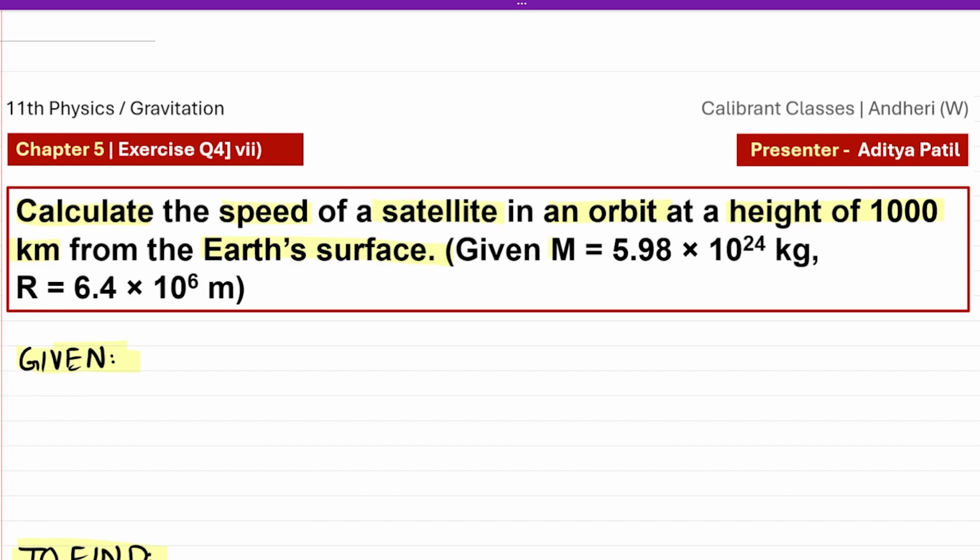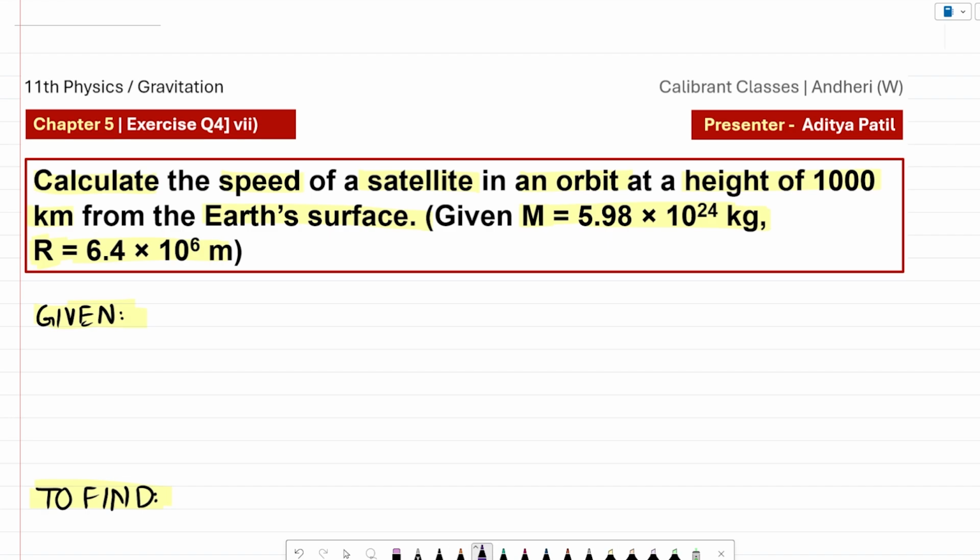Given is the mass of the Earth, which is capital M, equal to 5.98 into 10 raised to 24 kilograms, and the radius of the Earth represented by capital R, which is 6.4 into 10 raised to 6 meters. So we have a bunch of quantities that's given to us, and using these quantities, we have to calculate the speed of the satellite in its orbit.